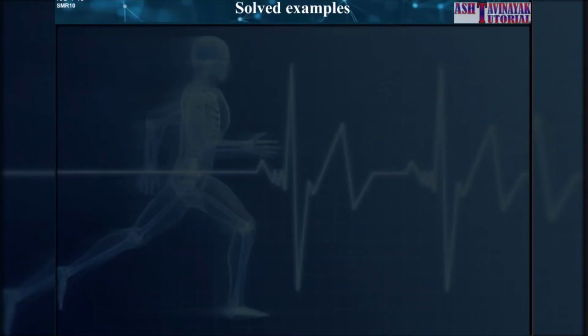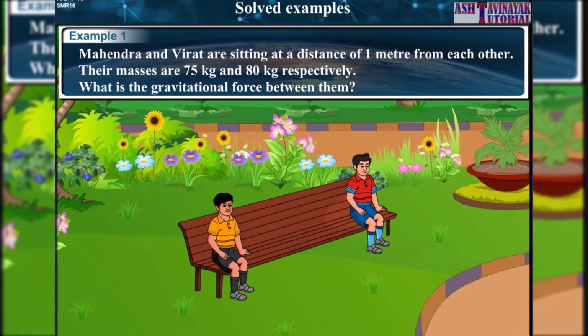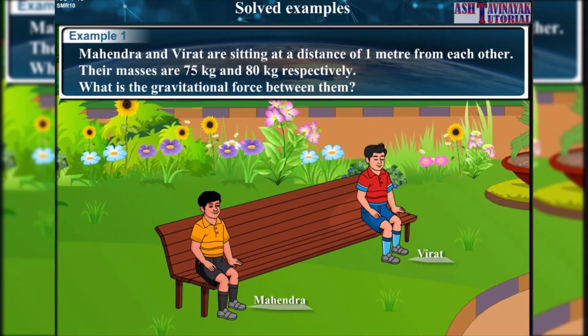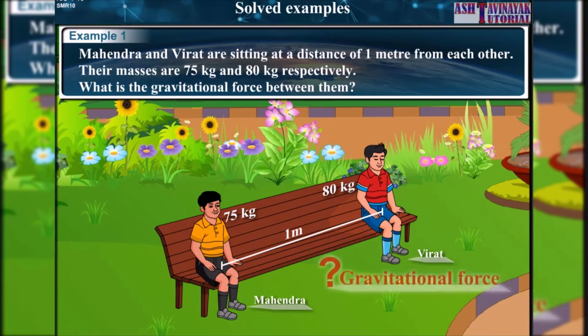Let's have a look at some solved examples. Example 1. Mahendra and Virat are sitting at a distance of 1 meter from each other. Their masses are 75 kg and 80 kg respectively. What is the gravitational force between them?